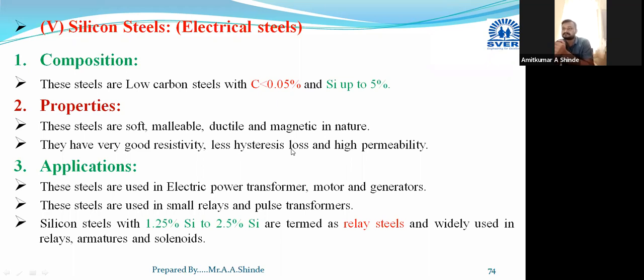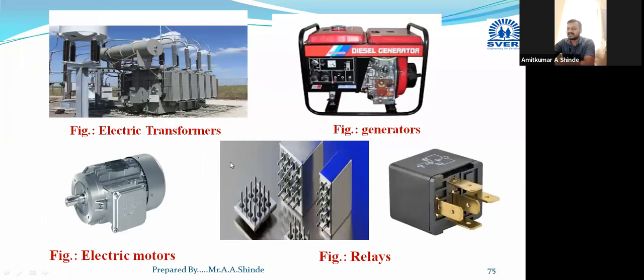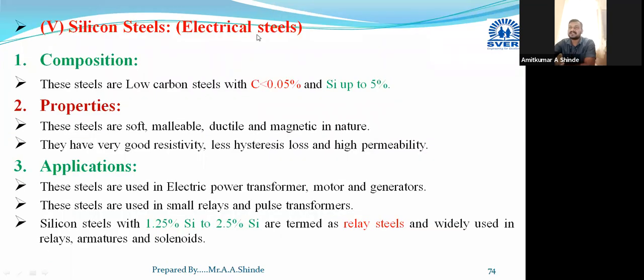hysteresis loss, they are generally used in the electrical field. Lots of components are manufactured which are very helpful in the electrical field, and these steels are used in electric power transformers, motors and generators. Then these steels are specifically used in small relays and pulse transformers.